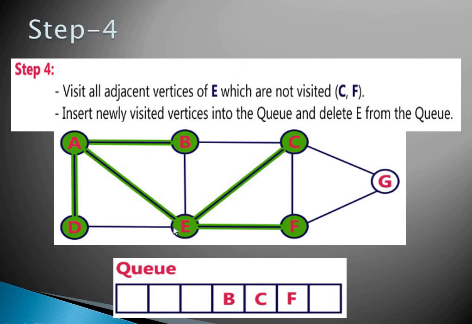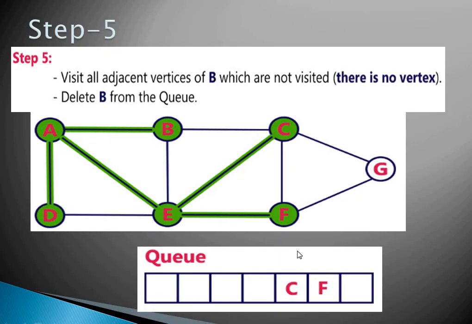Now for the remaining vertices, because from here you have to visit the next vertices, this B will also be removed from the Q. So B will be removed here. Now C and F are remaining. Next you have to visit the vertex, so that B will be removed from the Q. Then these 2 vertices remain, C and F. So visit all the adjacent vertices of B which are not visited.